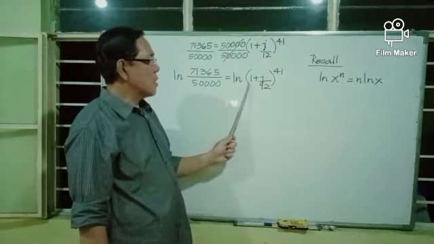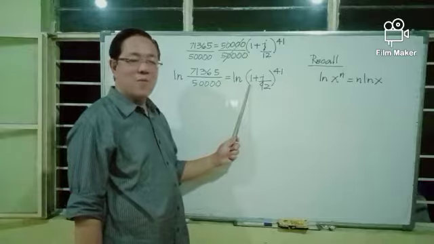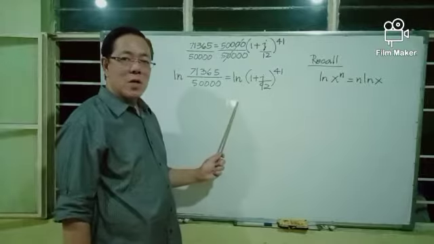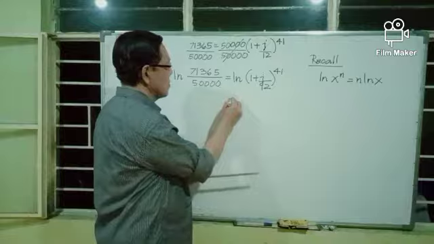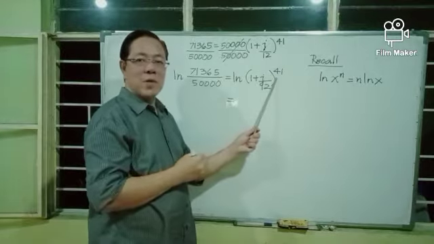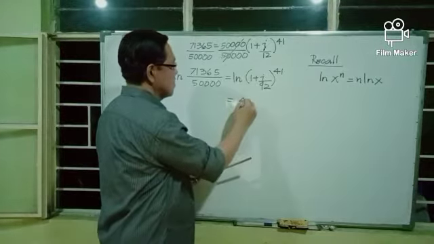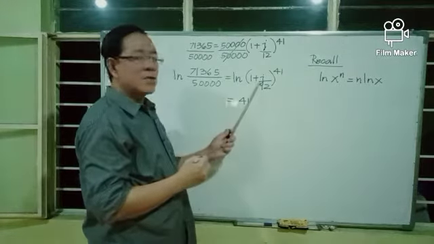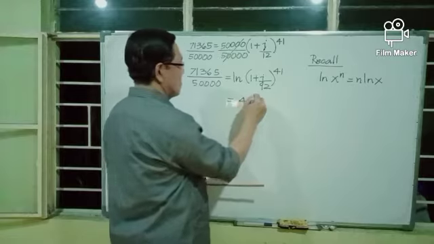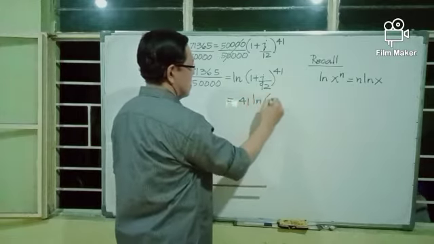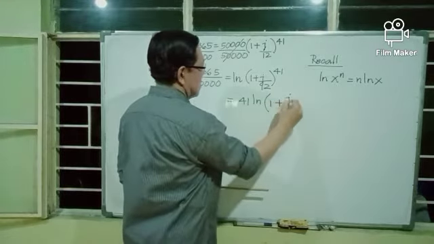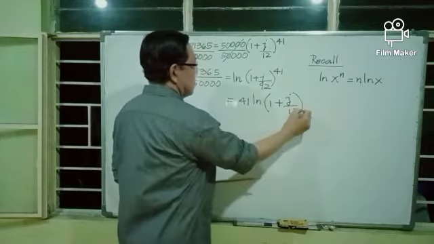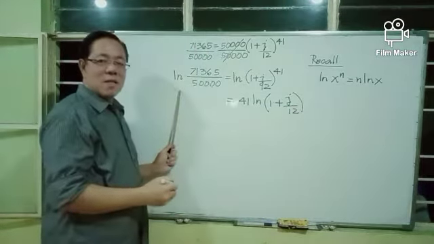Ln of quantity 1 plus j over 12 raised to 41 is now equal to the exponent 41 multiplied by ln of 1 plus j over 12. And the left hand side is the same.